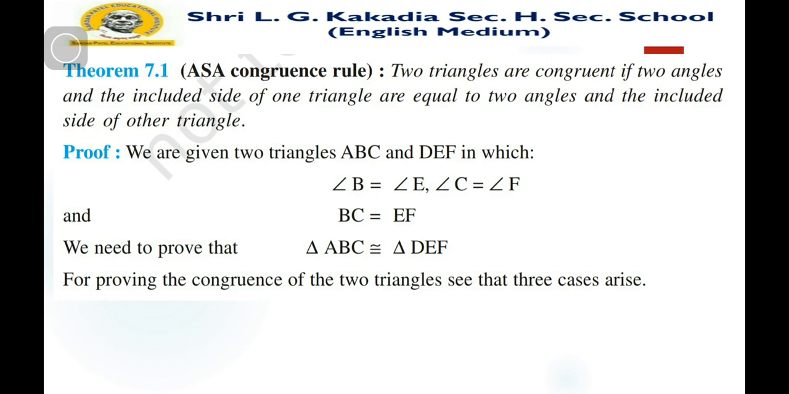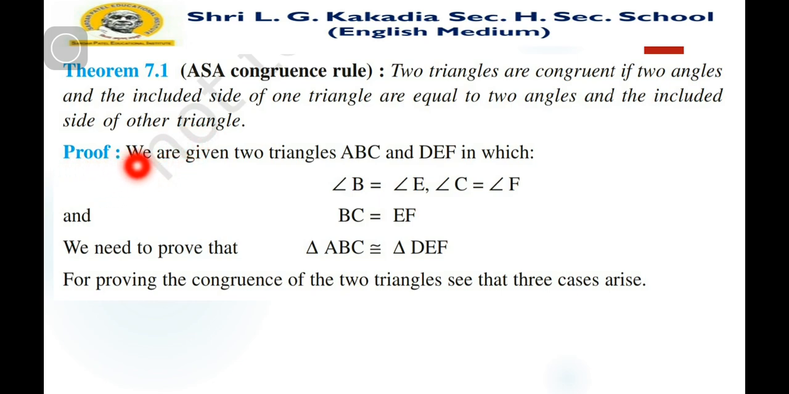It is the most important theorem, and it is important in the exam. So theorem number 7.1, ASA congruence rule. What is the statement of this? Two triangles are congruent if two angles and the included side of one triangle are equal to two angles and the included side of the other triangle.